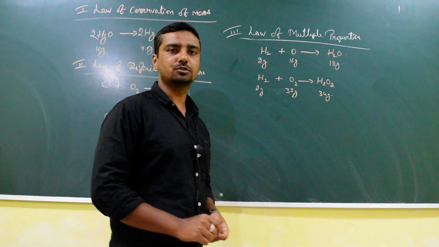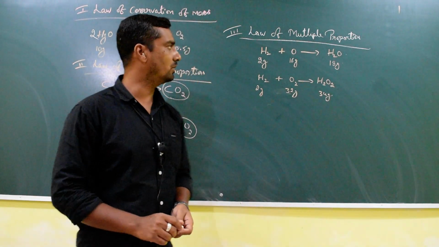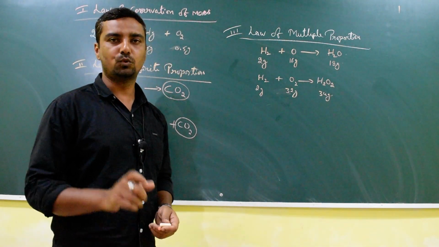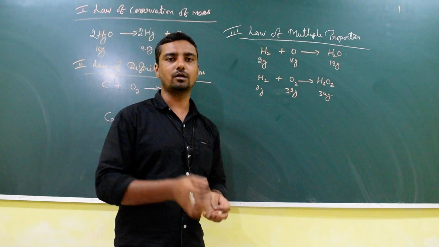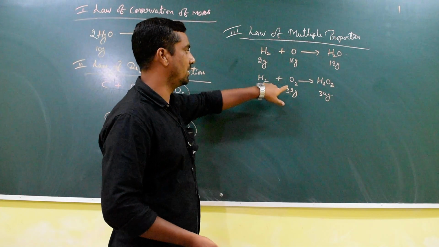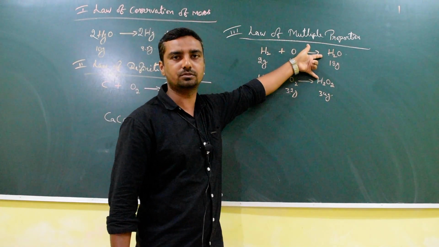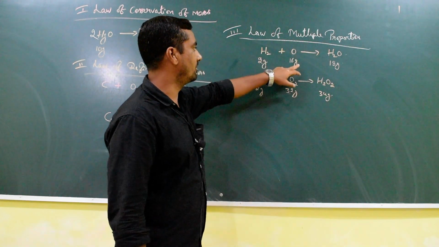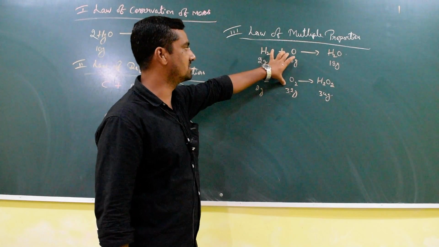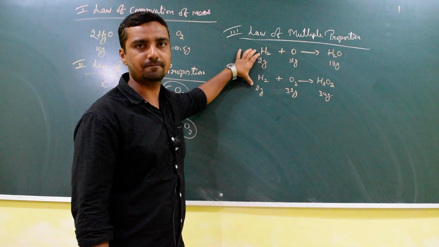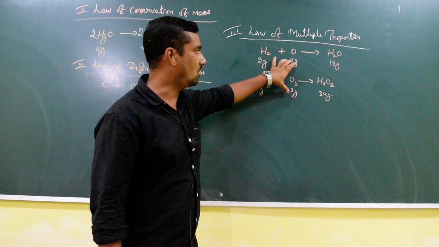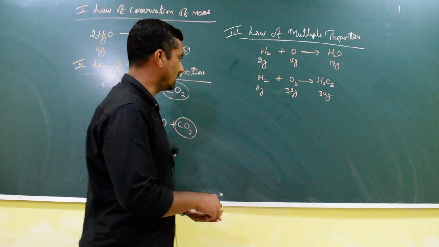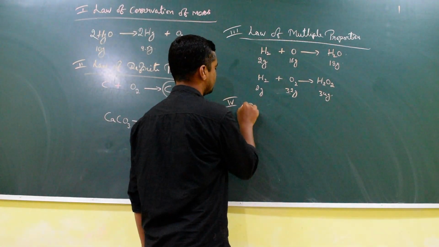What do you mean by the law of multiple proportions? When two elements of different atoms combine to form more than one compound, these are the two elements, right? Hydrogen and oxygen combine to form two different compounds. Water is a compound, hydrogen peroxide is also a compound, right? The mass of one element is fixed with the other element: this hydrogen is fixed here, 2 grams and 2 grams, with the oxygen. That is called the law of multiple proportions. Now come to the fourth law, the last law, the Avogadro law.